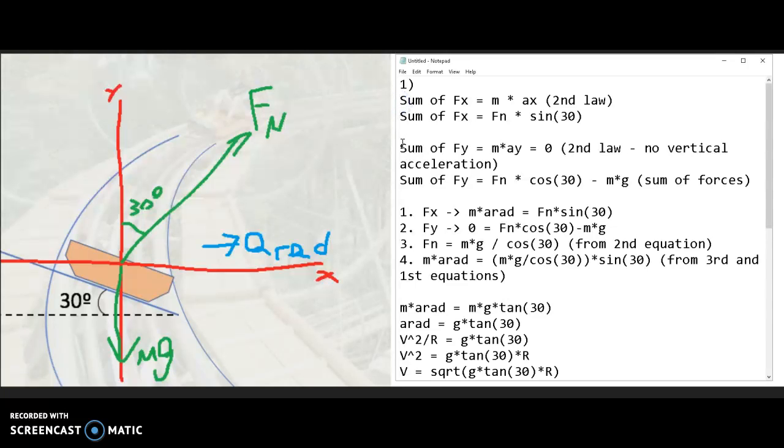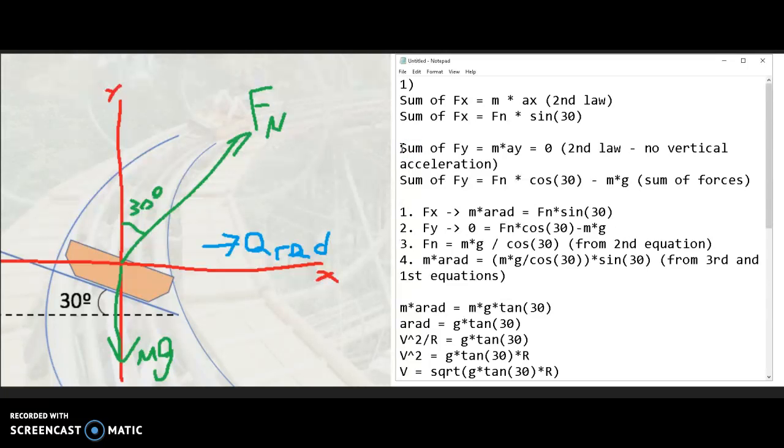First thing we need to do is get the sum of our forces in both the x and y directions. So to get the sum of x, from the second law, we get mass times acceleration. And we also know that the only x force that we have is the x component of our normal force. That gives us this combined equation because these two must be equal if they're both the sum.